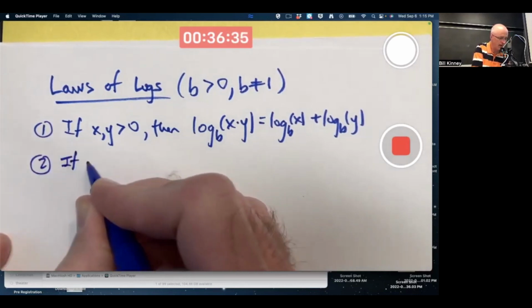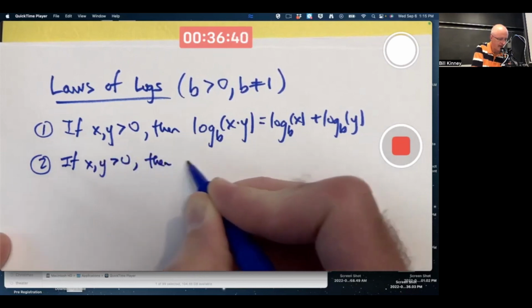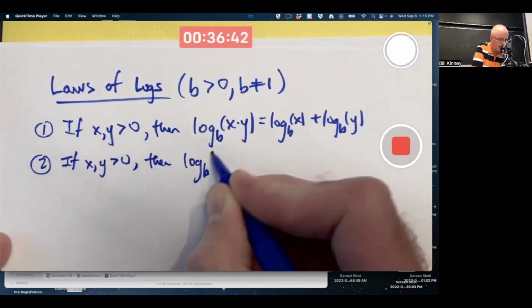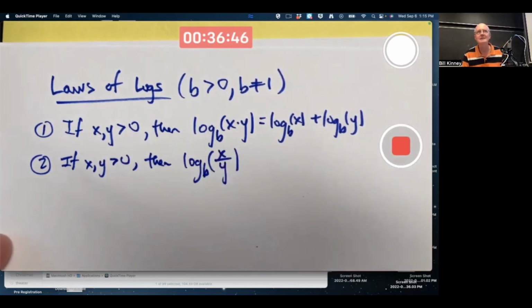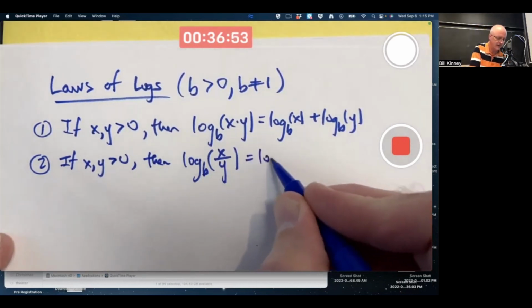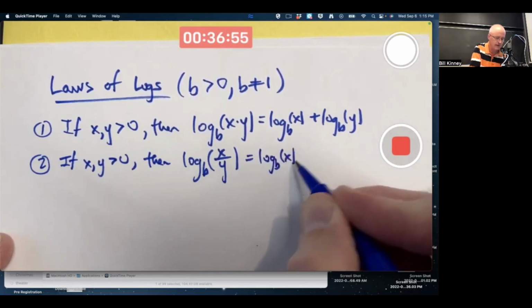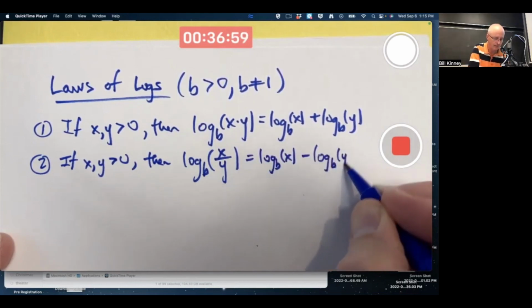A similar property is if x and y are positive, then the log of a quotient, the fraction x divided by y, the log of the quotient is the difference of the logs, the log of the top minus the log of the bottom.